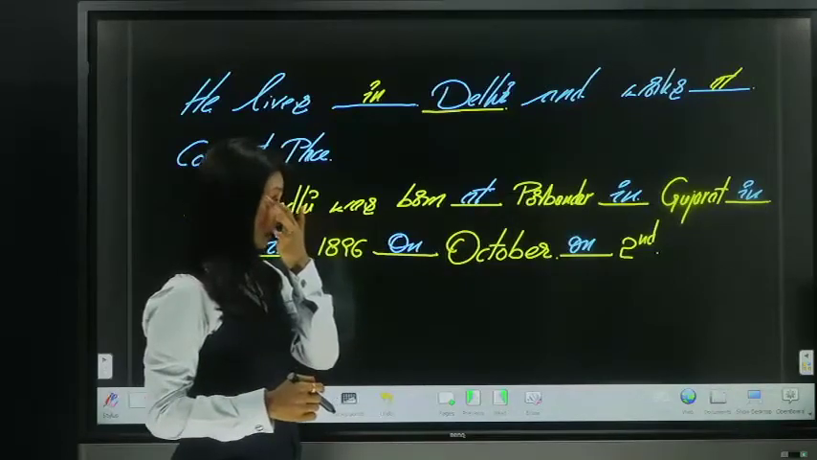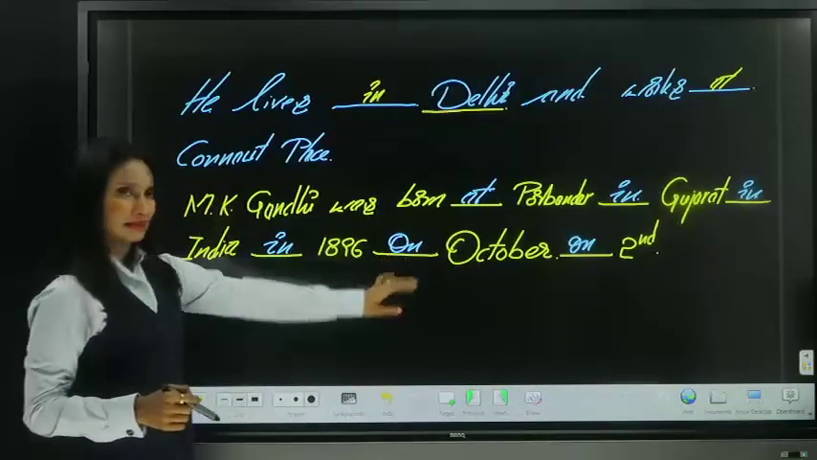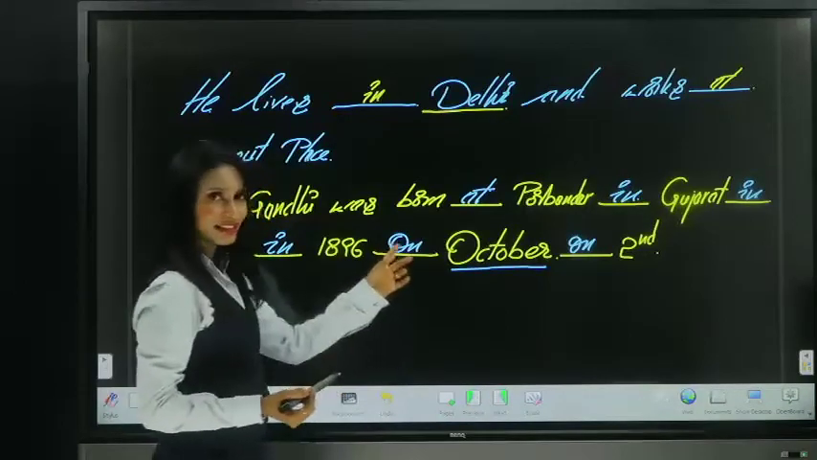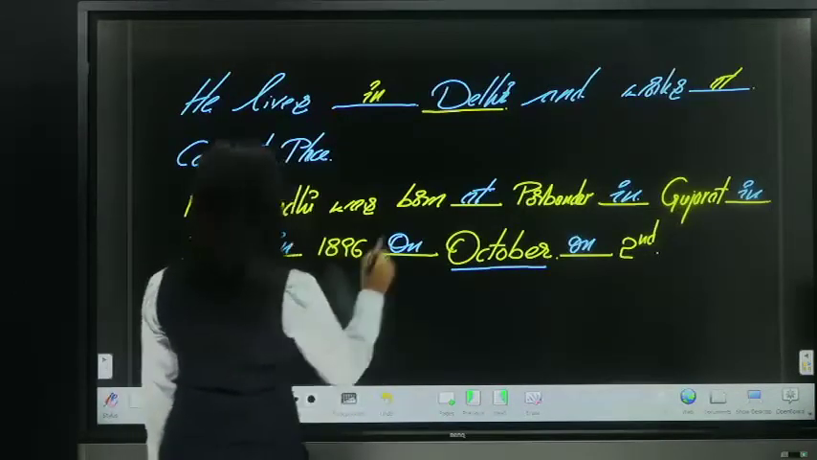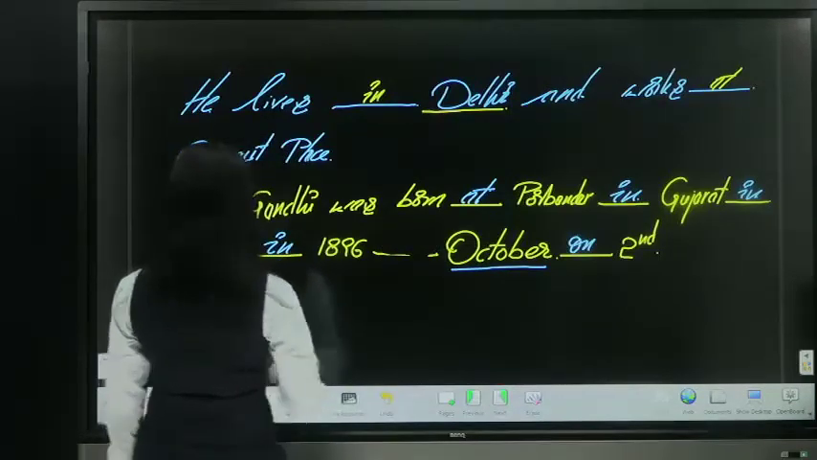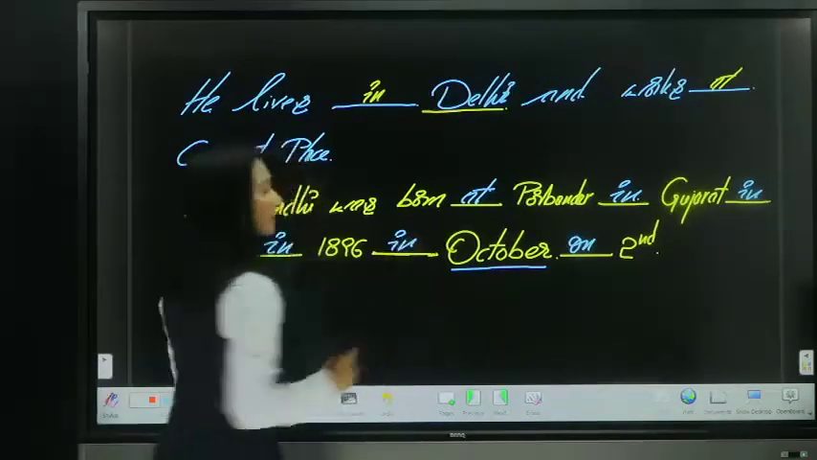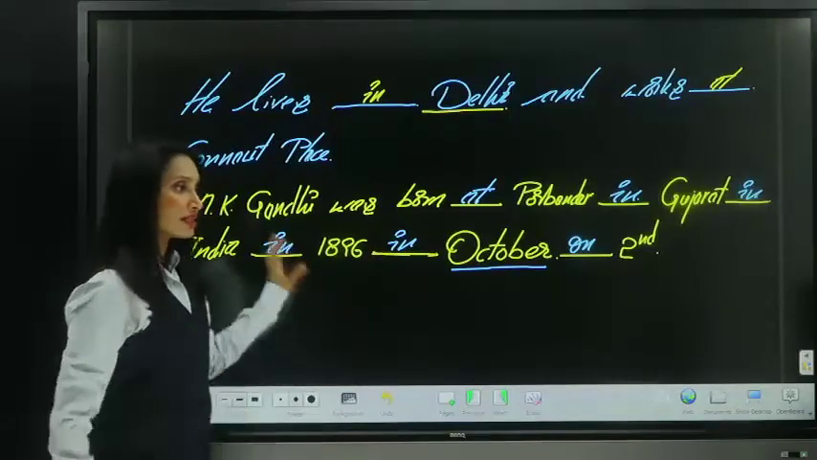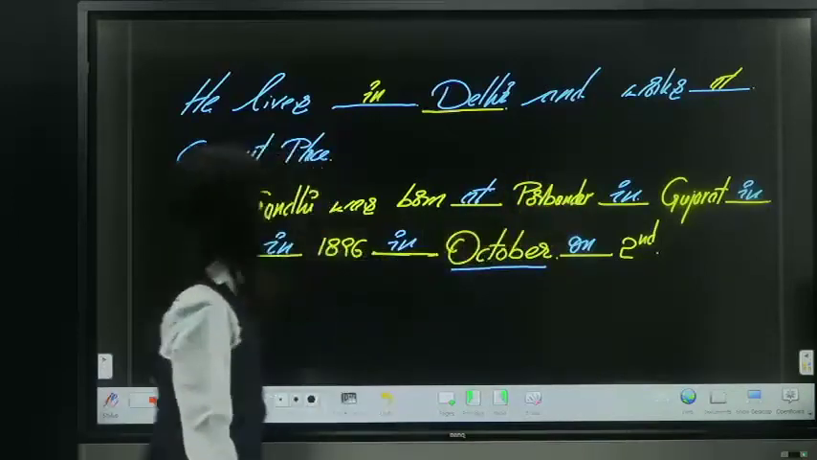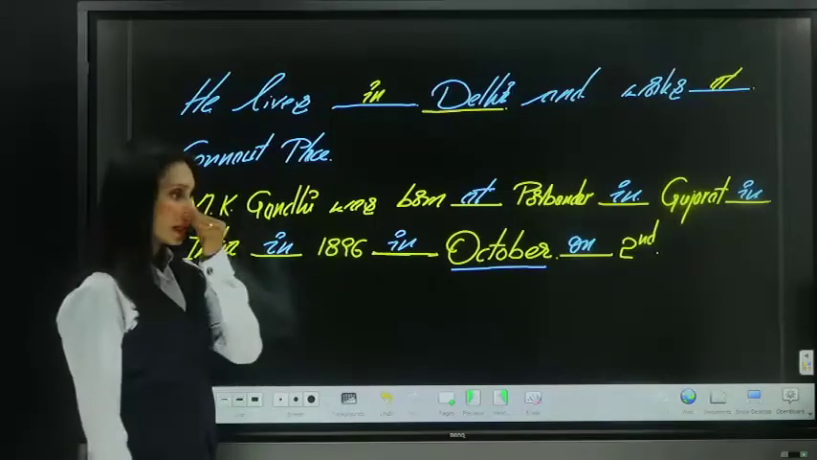So I have given you an extra blank so that you can understand that. So it is the name of the month. So before months, years, is it correct? On? No. It should be in the month of October. So it should be in October on 2nd. So this is the correct one. So M.K. Gandhi was born at Porbandar in Gujarat in India in 1896 in October on 2nd. So that is the correct one.